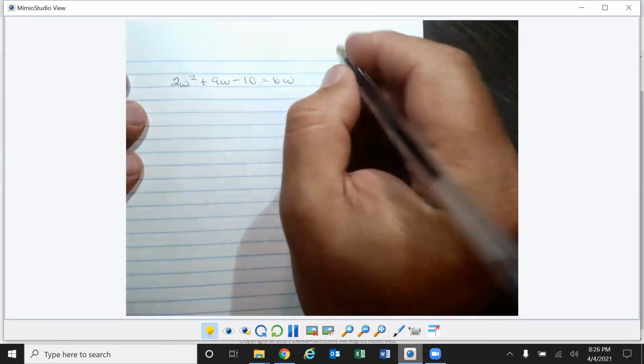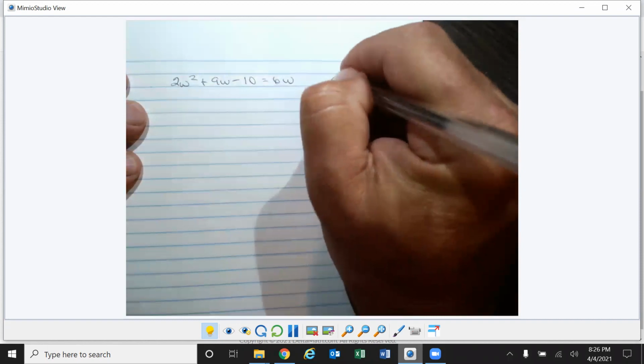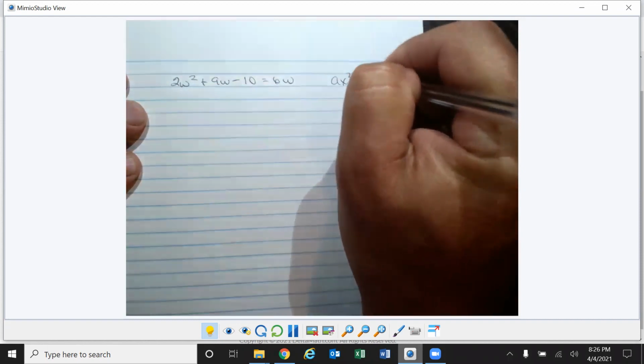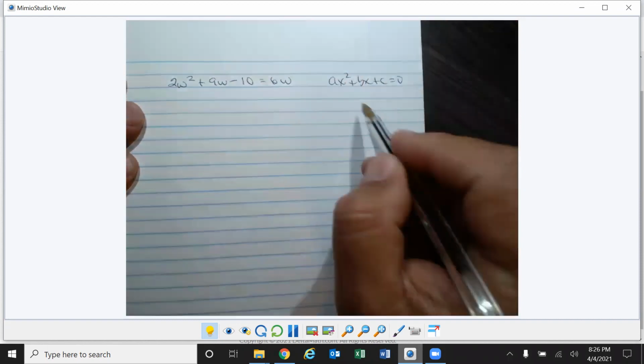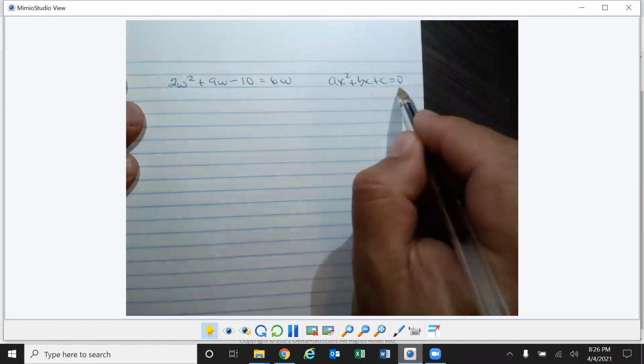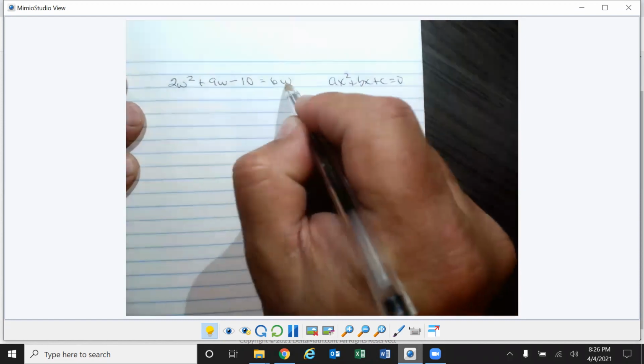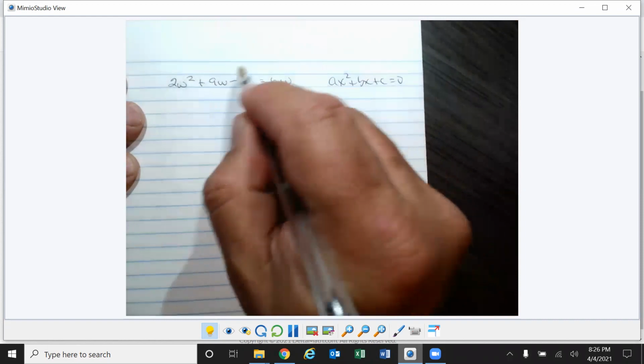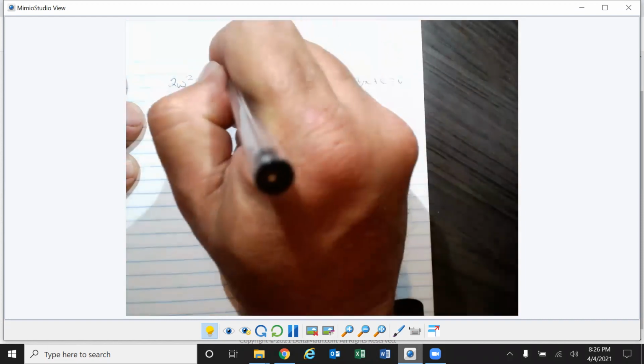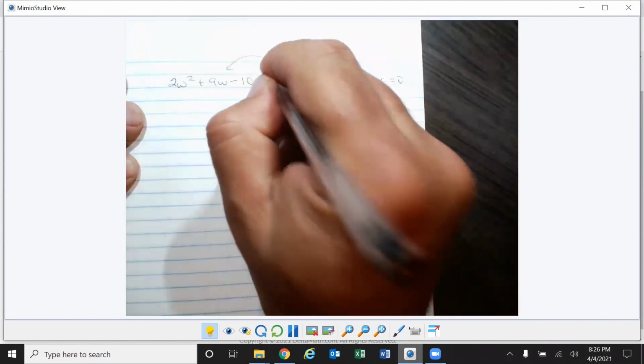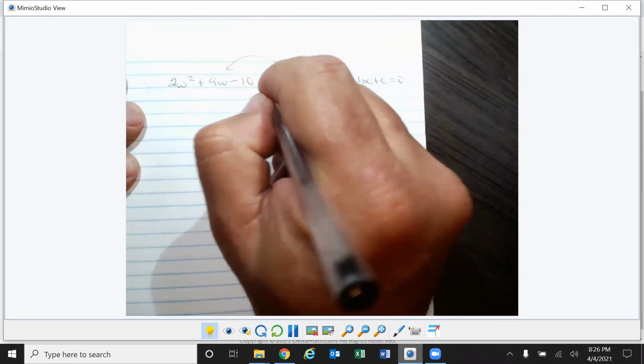Here's the same problem that we just did. We want it in standard form, and remember, standard form is ax squared plus bx plus c equals 0. So we want everything on one side except for 0. Here's my equal sign. I need to make this 0, and it's a w, so I've got to move it over with the other w. Since this is a plus, we're going to say minus 6w to both sides.